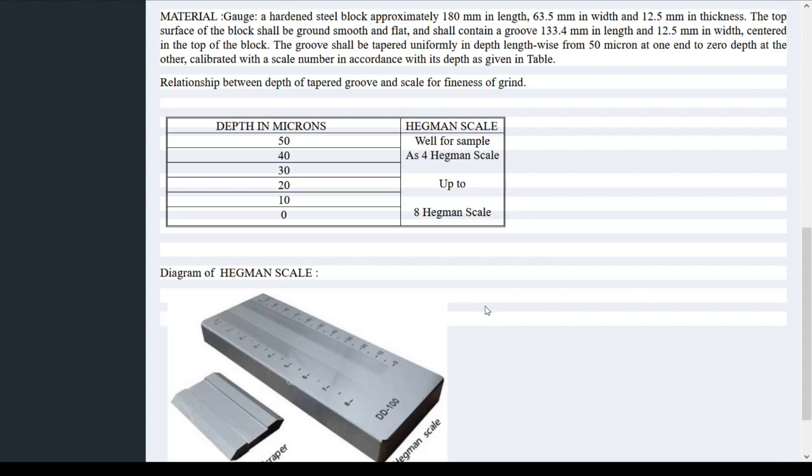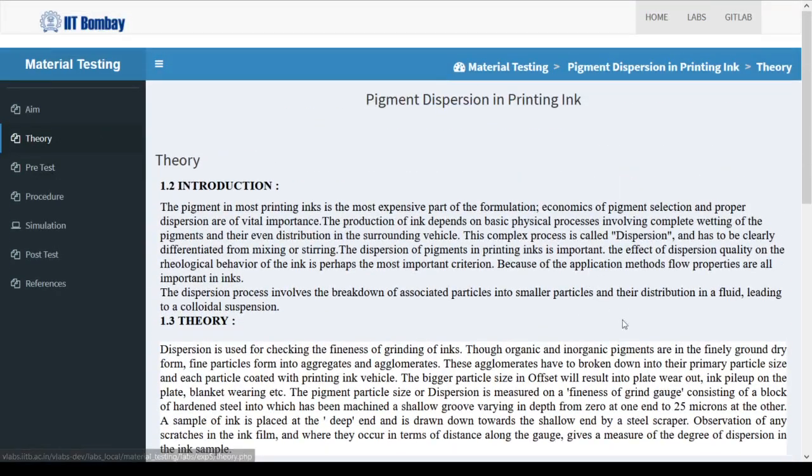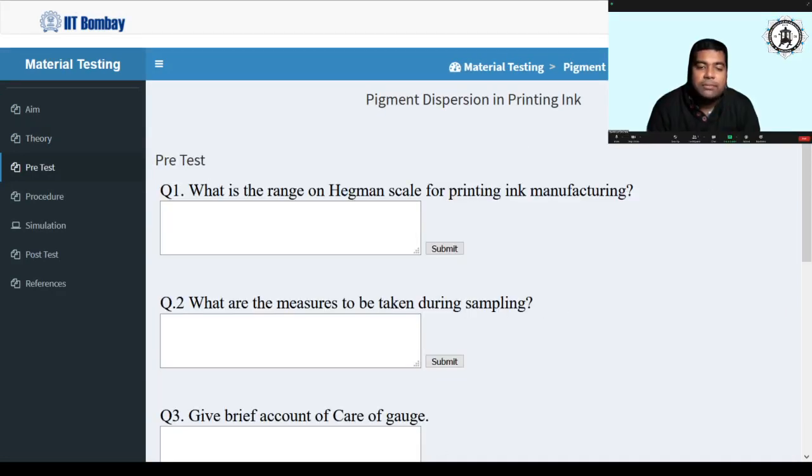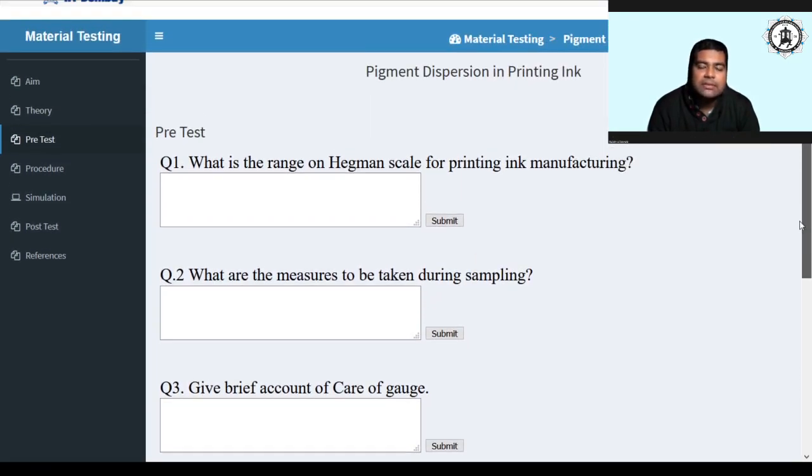So this comparison chart is there. Now depending on this theory part and the introductory part, there is some pre-test obviously. Let us take a look. So this is the pre-test, basically some questions that you can answer very easily by just going through the theory part and listening to whatever information I already told you.